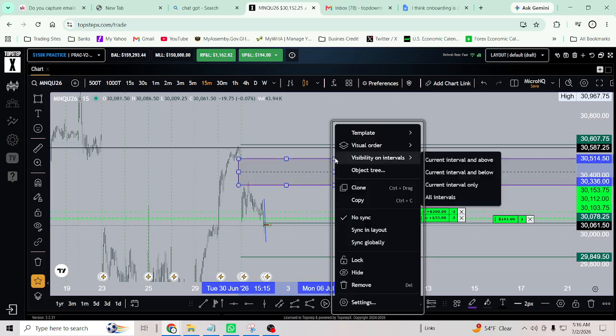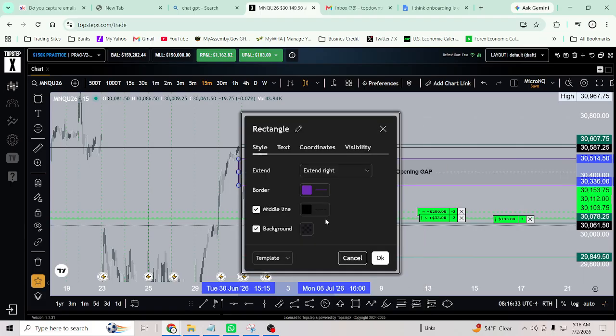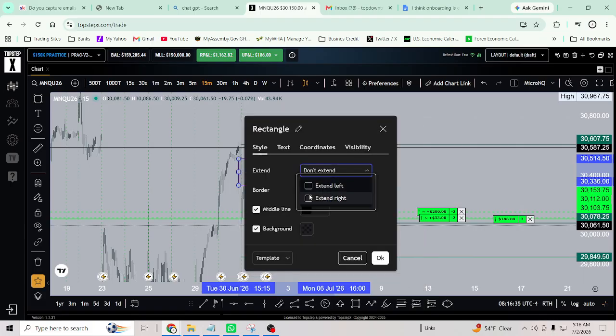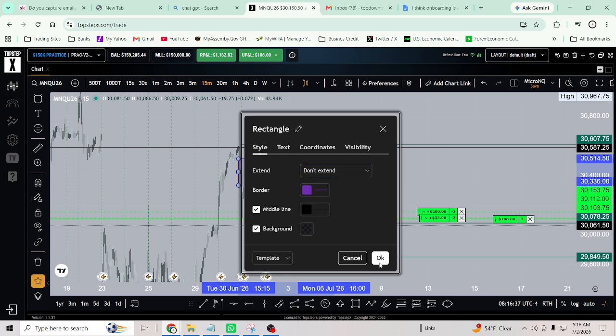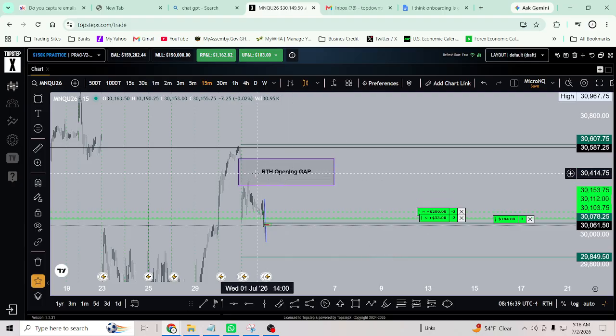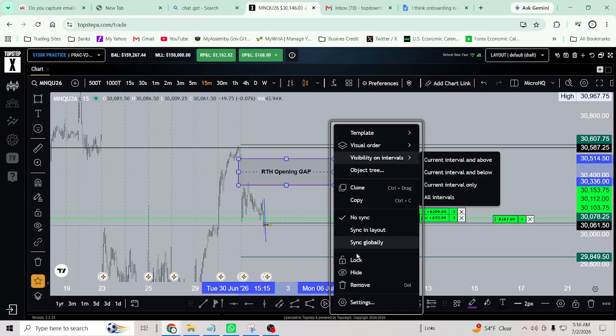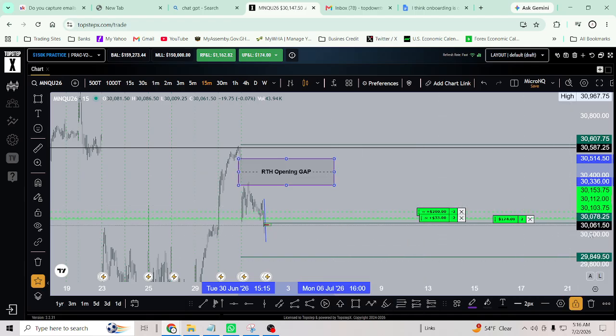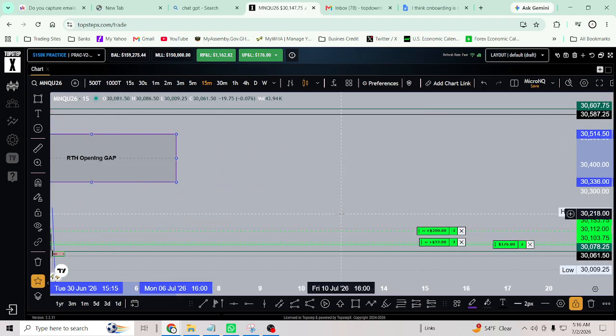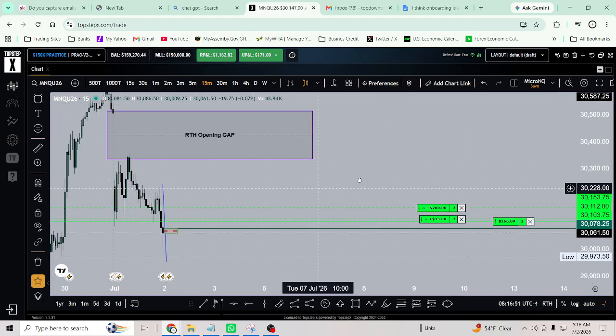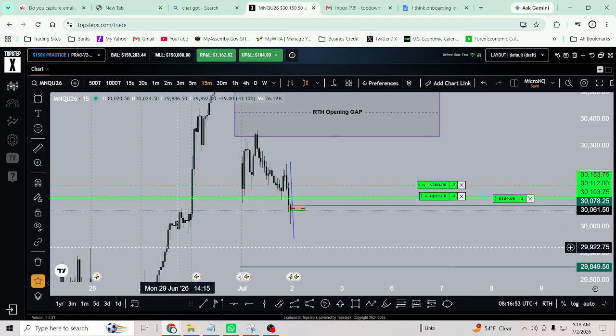It does not have to go all the way out. So let me change that extension. But it is the regular trading hours opening gap. I'm going to lock that in so I can remove it around here pretty easily. Again, this is the 15-minute chart. I'm going to annotate these areas here because that's where liquidity is resting right here.